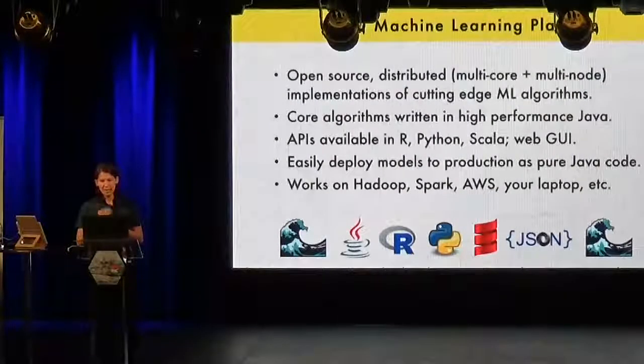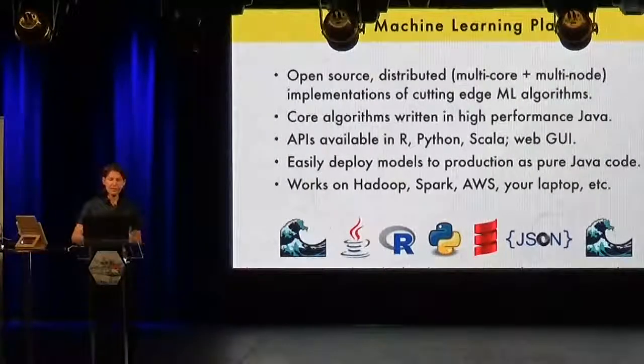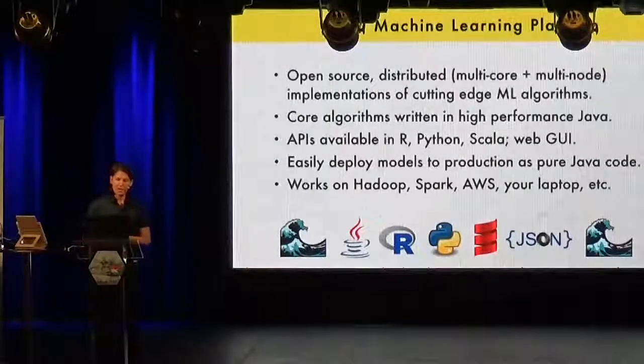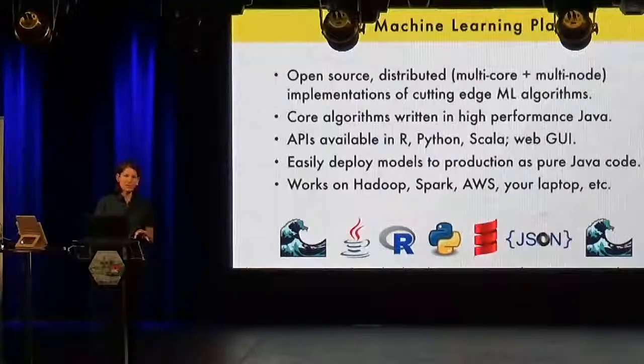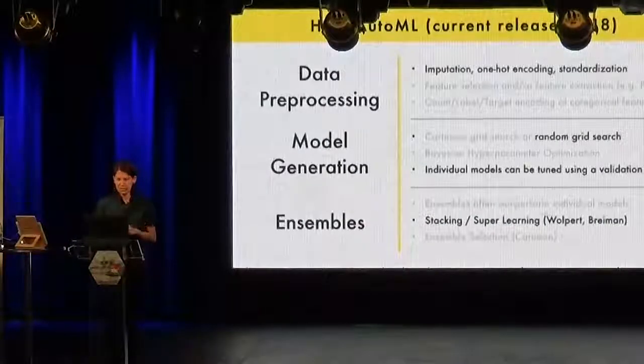Anyway, the algorithms are written in Java, but we don't force you to deal with Java. You can use the R package or the Python package, or we actually have a web GUI as well. And one of the other things about H2O is that we designed it to be a production-level machine learning library that makes it easy to deploy models into production. Those are all in Java code. You can also save binary models if you're not deploying them to production. So that's an overview of H2O.